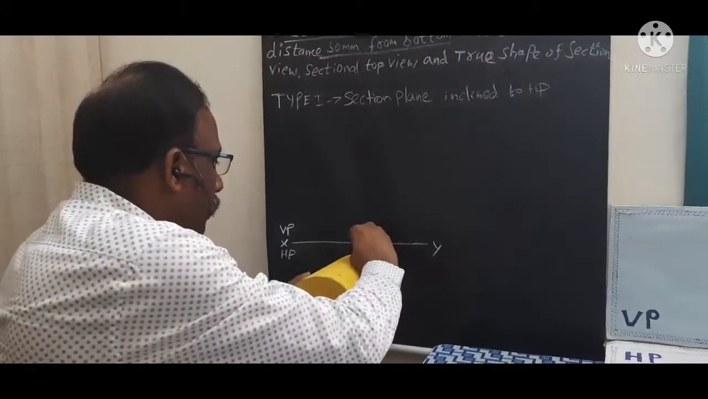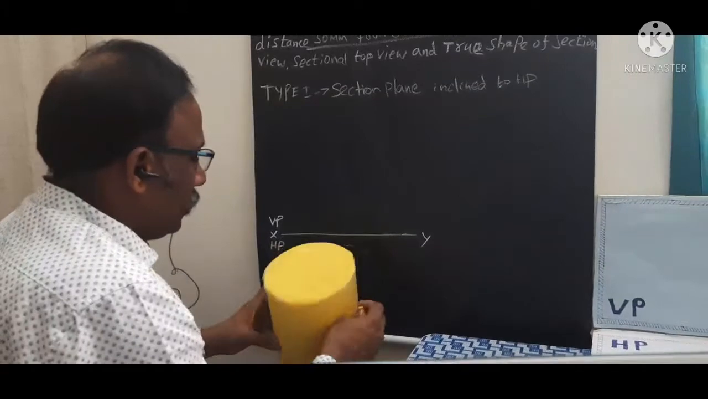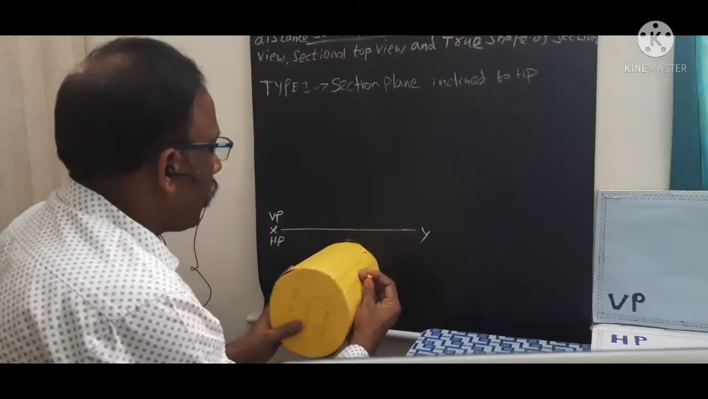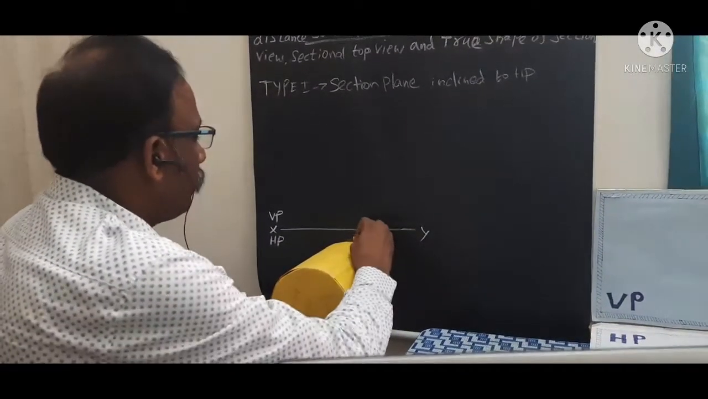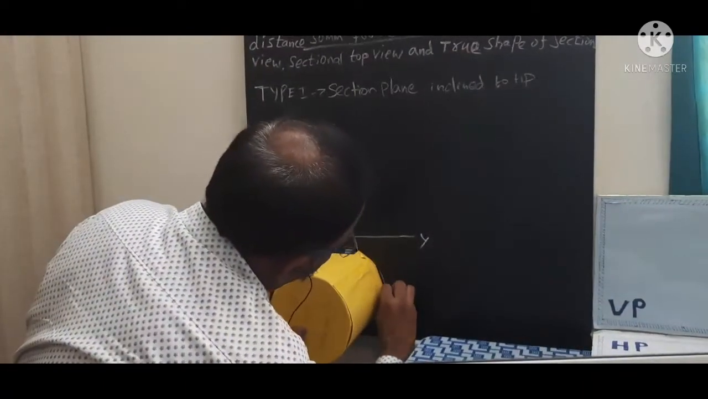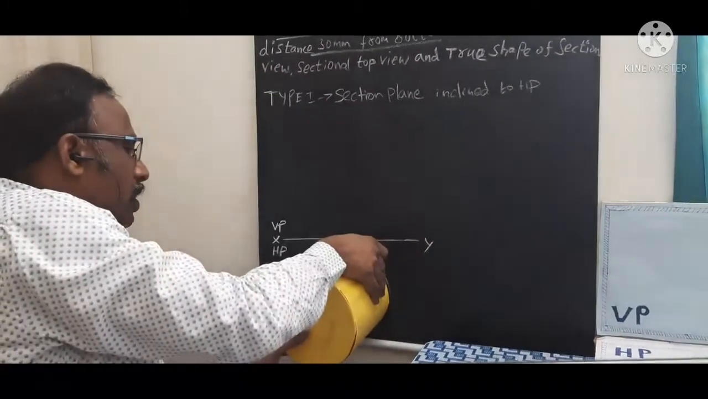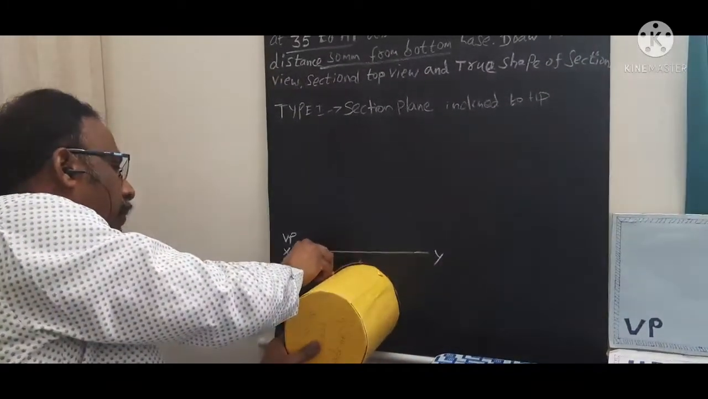You need to draw, right? Here we want to draw the circle whose diameter is given as 40 millimeter. So to draw the circle for 40 millimeter, you can take 20 mm radius. You can take the 20 mm radius in the compass.